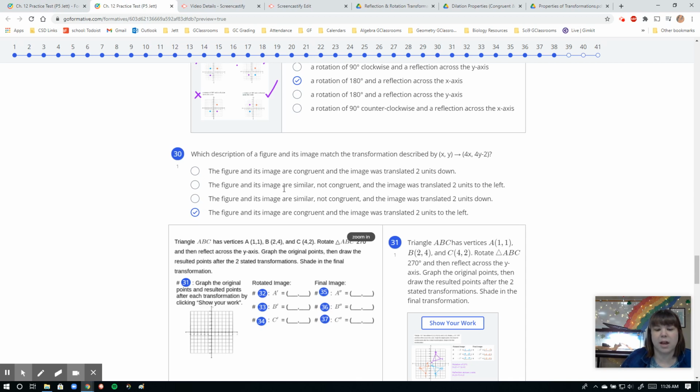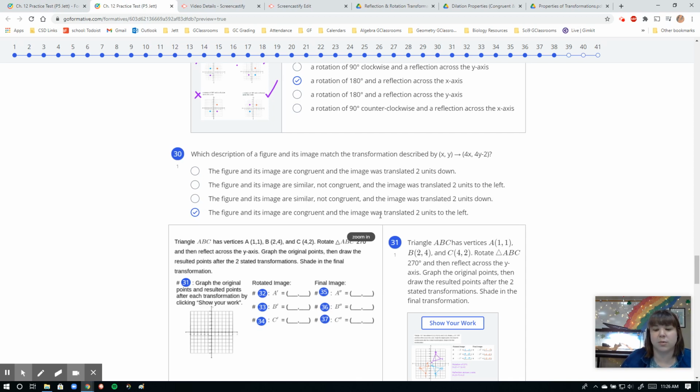The second one says the figure and its image are similar, not congruent, and the image was translated 2 units to the left. Well, this one's not true because we know it's 2 units down. The next one says the figure and its image are similar, not congruent, and the image was translated 2 units down. This one might be an option because, yes, it was translated 2 units down, and because different things are happening to x and y, they're similar and not congruent, okay?